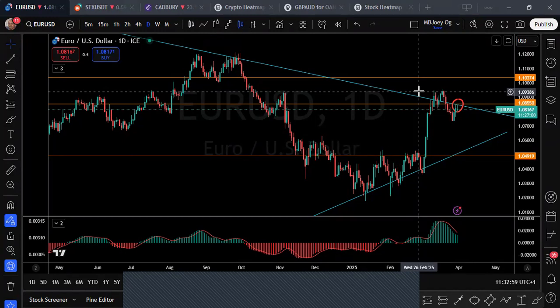So the next thing for us to do now is: is it likely to continue upward or is it likely to continue downward?